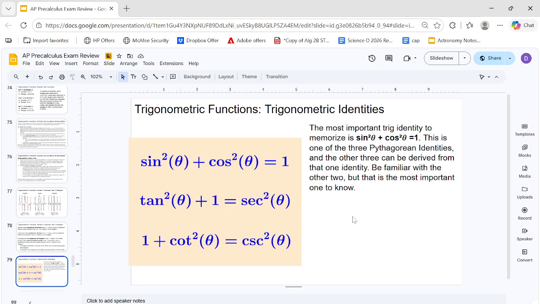You should really know these. Sine squared plus cosine squared equals 1. That's the most important one to know, and the other two can be derived from that. So just make sure you know that.